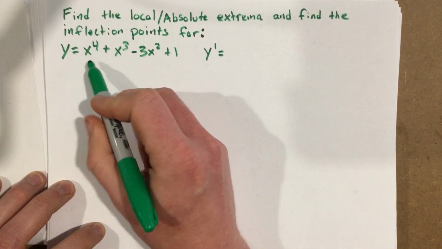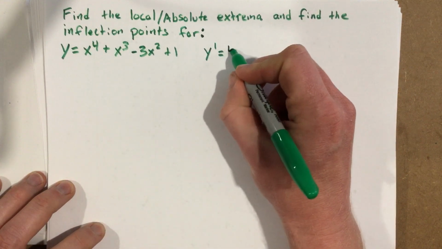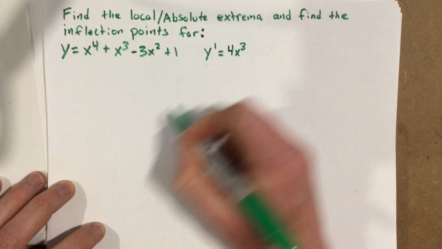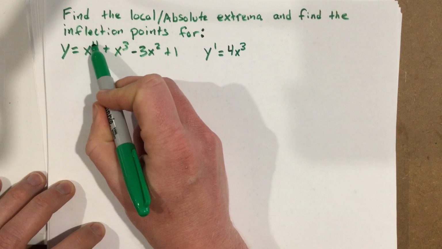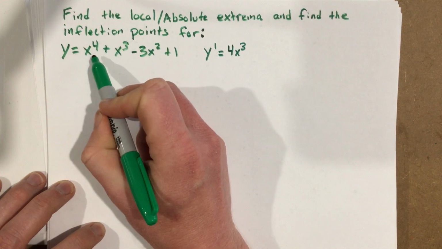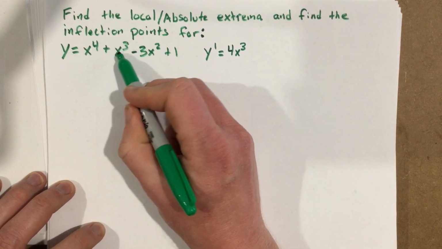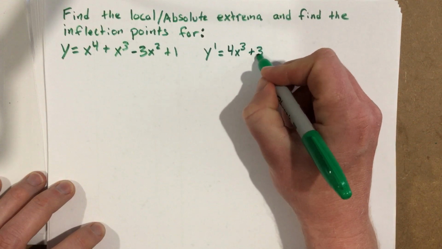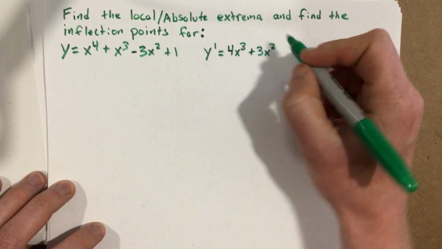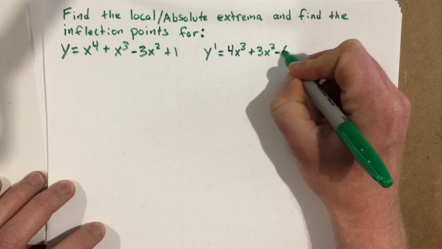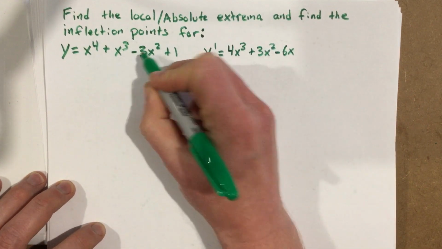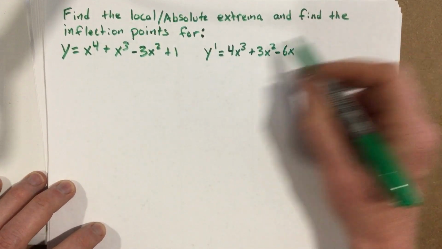If we take the first derivative of x to the fourth, we get 4x cubed. We just move the exponent to the front and subtract 1. And then same thing with x cubed, that'll be plus 3x squared. And then minus 6x when we take the 2 times the 3. And then the 1 goes away. So that's the first derivative.